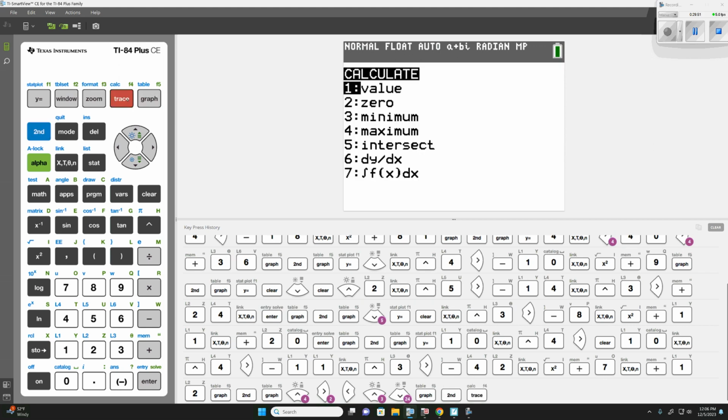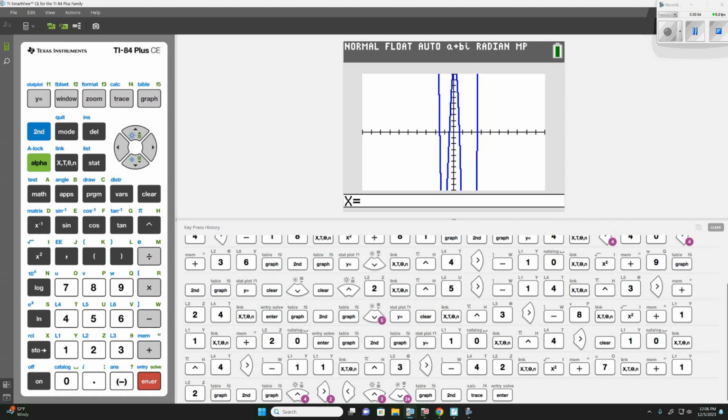If we go second trace, the one next to it, what is the first option we get? Value. Hit enter. What this is asking us to do is input a value of x. Well, we want to try negative 1/2, yes? So we can do negative 1 divided by 2.